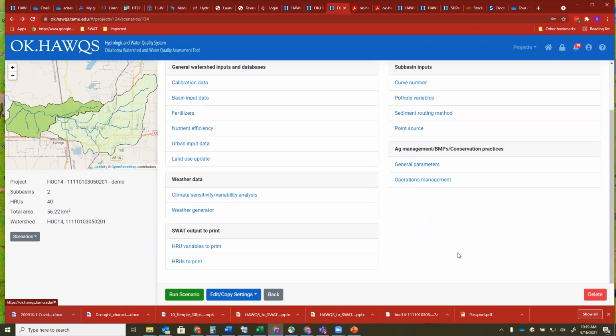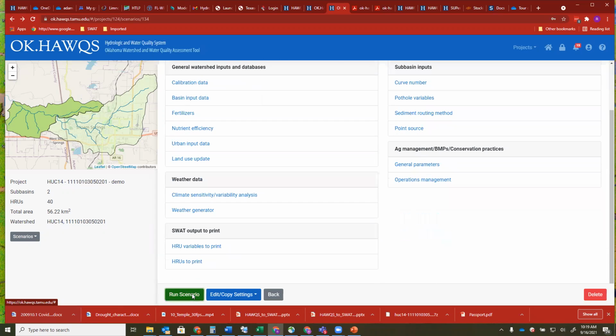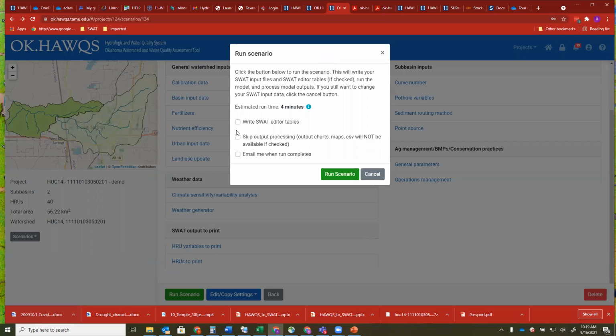Okay. So with that, let's say you are ready to run the model. You can click on Run Scenario. So we are running the default scenario right now. So under the run scenario, it's asking you, it says roughly 4 minutes. It depends on how many users, how big of a project running and things like that. So when you click on Write SWAT tables, this is what allows you to download the project and do it offline using the SWAT Editor program.